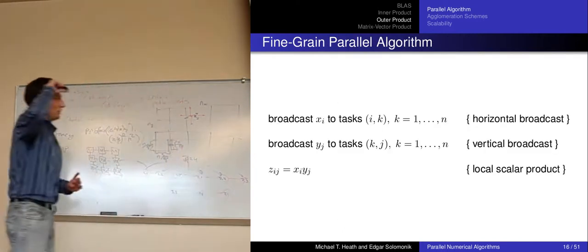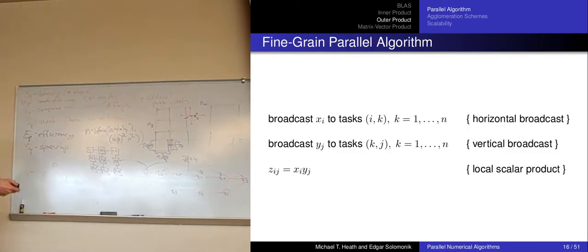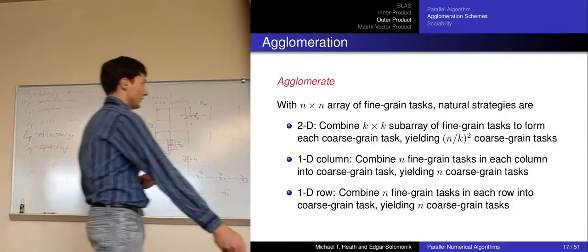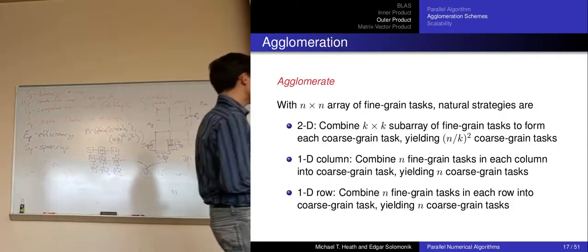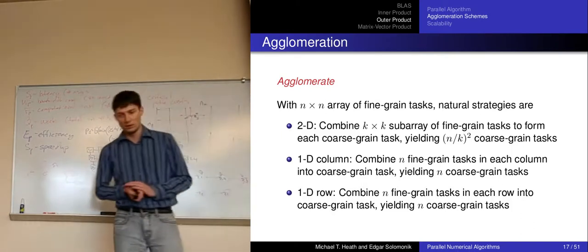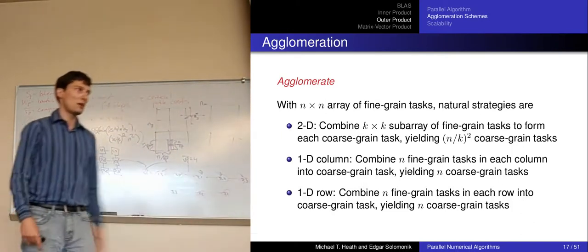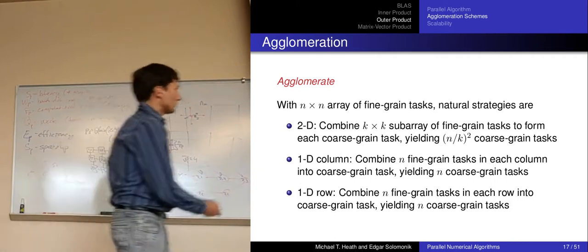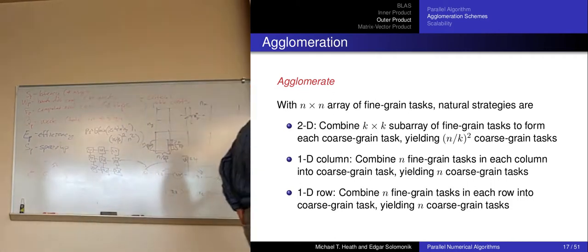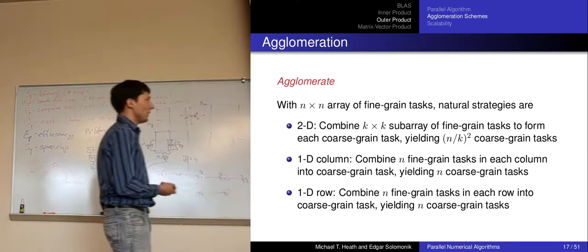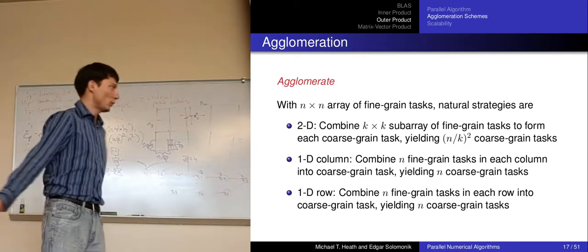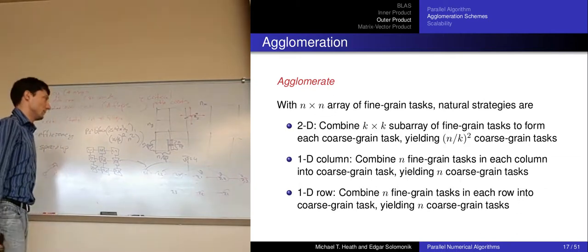Okay, so this is again the algorithm. We have a horizontal broadcast and a vertical broadcast, and then we do scalar products. So this is a fine-grained algorithm. Then we'll try to agglomerate this, essentially going from a PRAM-style algorithm to something that makes sense in distributed memory. For 2D, we'll combine into little blocks. For 1D, we have two choices. We can take rows or columns, and they won't be very different. Just transpose the problem.